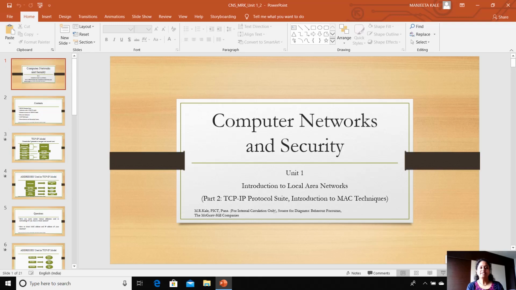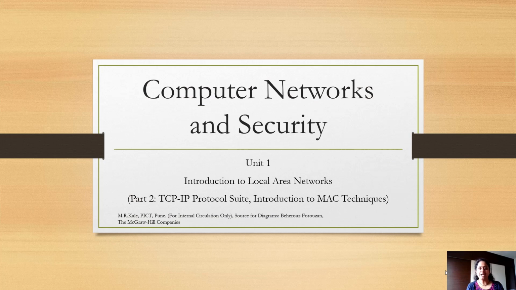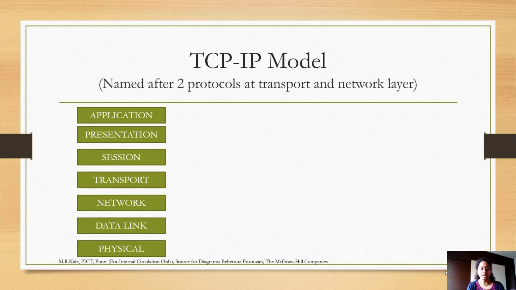Hello everyone. In this session, we are going to discuss the TCP/IP model, the addresses used in the TCP/IP model and their usage. On your screens, you can see the 7 layers that belong to the OSI model, and the names are physical, data link, network, transport, session, presentation and application.